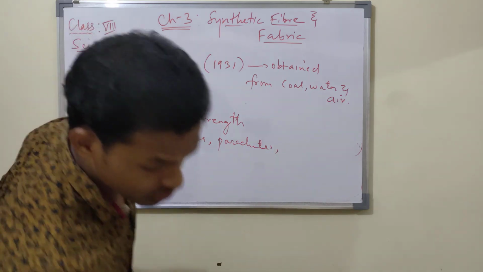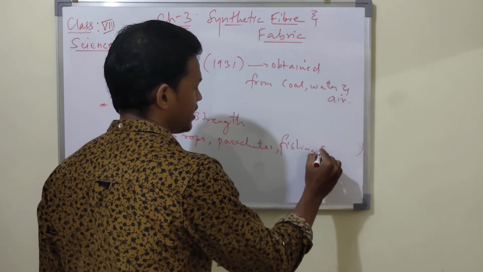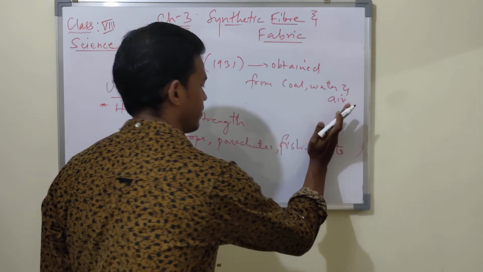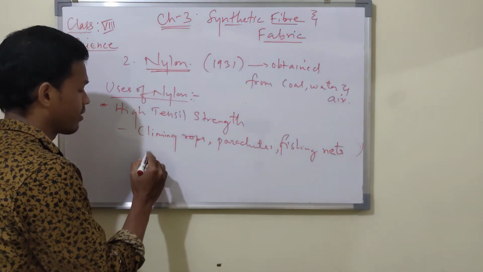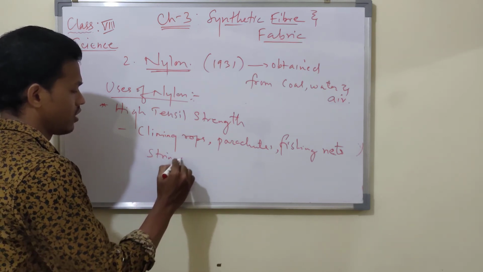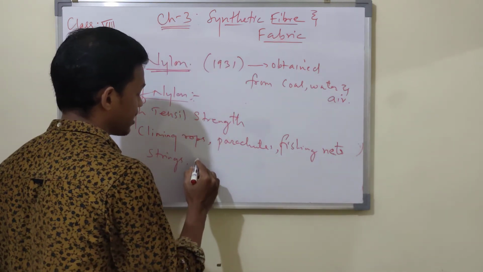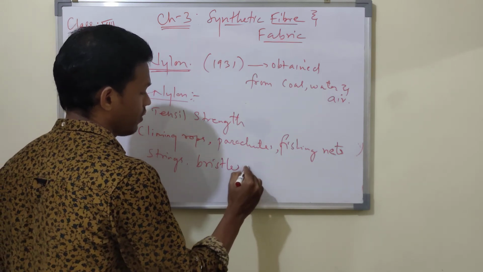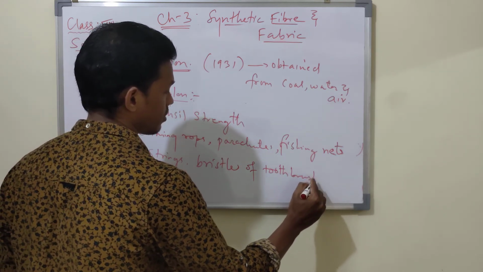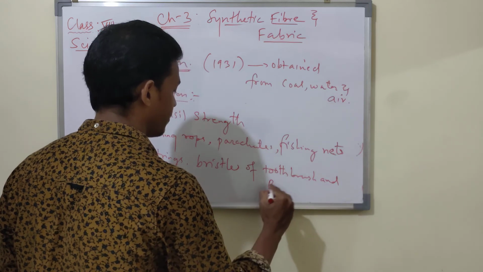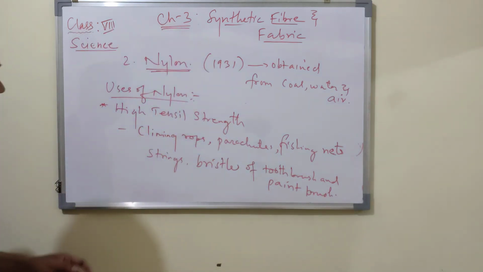It is also used for making parachute fabrics and climbing ropes, fishing nets, and also strings of guitar, and bristles of toothbrush and fend brush.